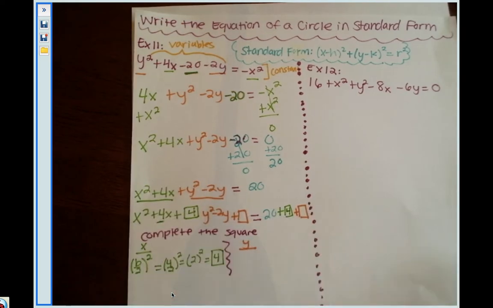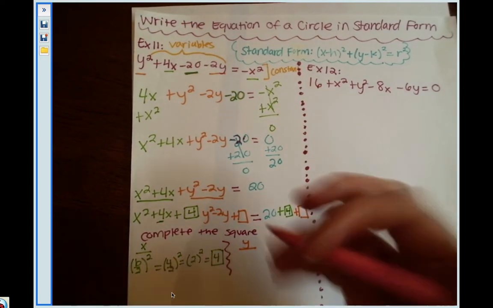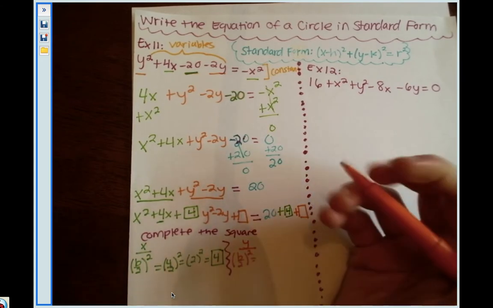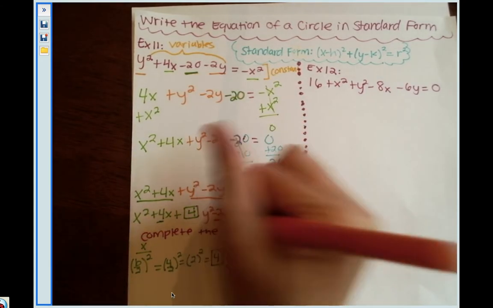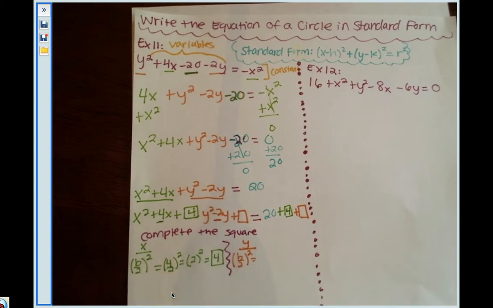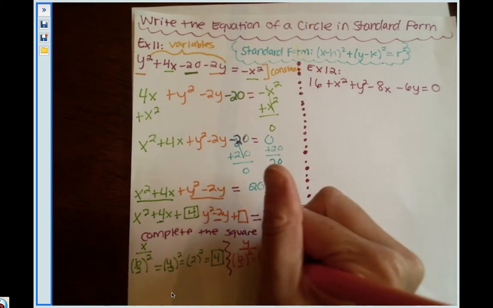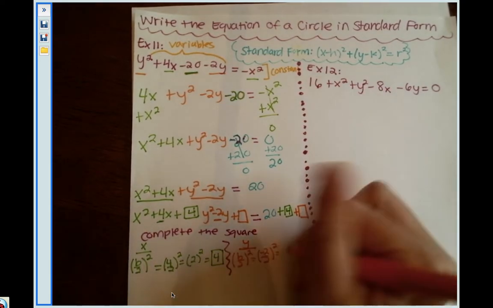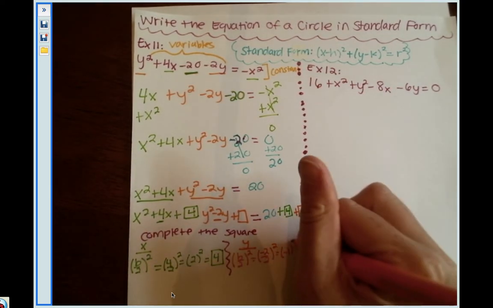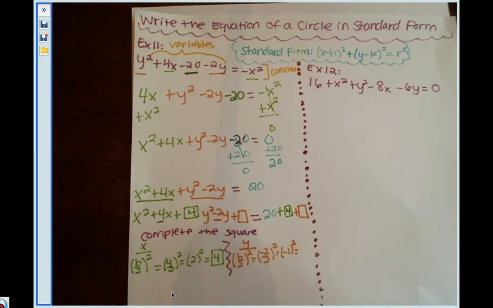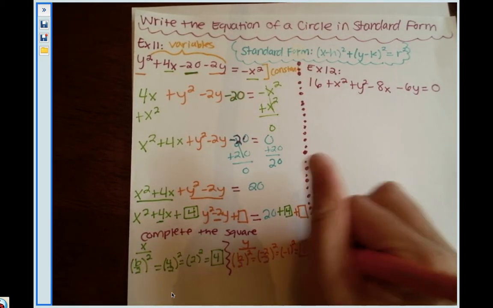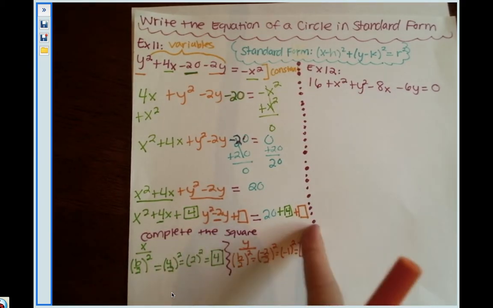Now I'm going to do the same thing with the y. So we're going to do our b over 2 squared. In this case, the b is negative 2. That negative sign is attached. So it's negative 2 over 2 squared, which negative 2 over 2 is negative 1. And negative 1 squared, negative 1 times negative 1, is positive 1. So this is what's going in my boxy on both sides of my equation.